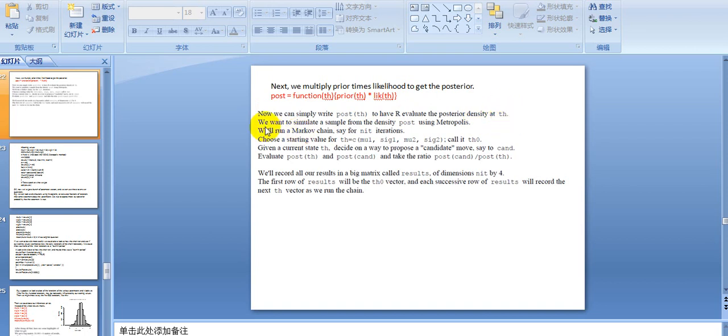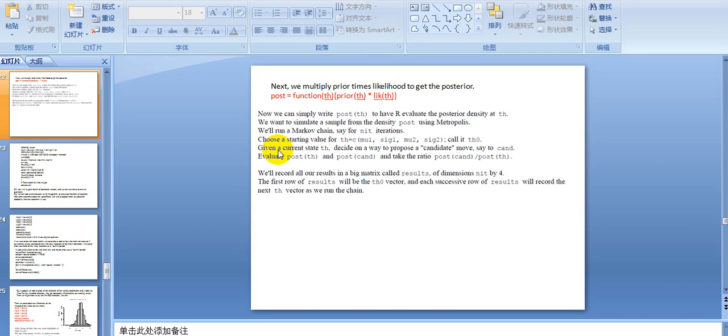theta. We want to simulate a sample from the posterior density, using the Metropolis method, and we'll run a Markov chain, let's say for n number of iterations. Choose a starting value for theta, right? We can choose, say, mu1 is 0, sigma 1 is 1. Those sigmas have to be positive, and let's call it theta 0.